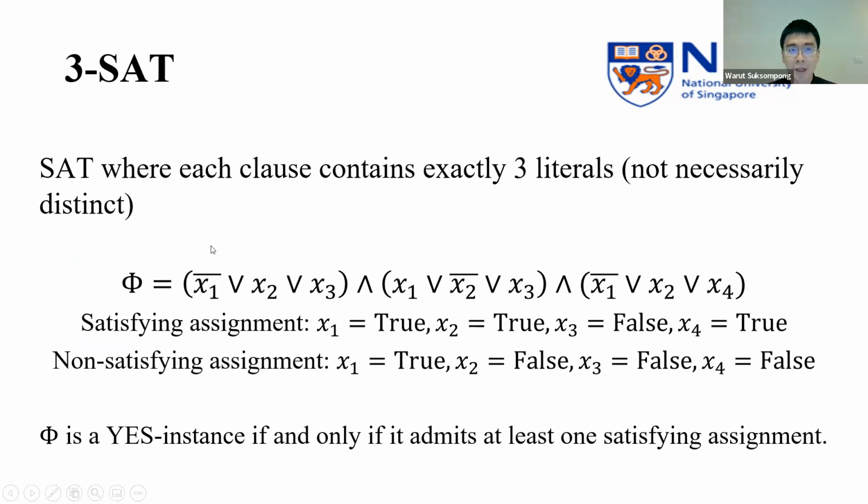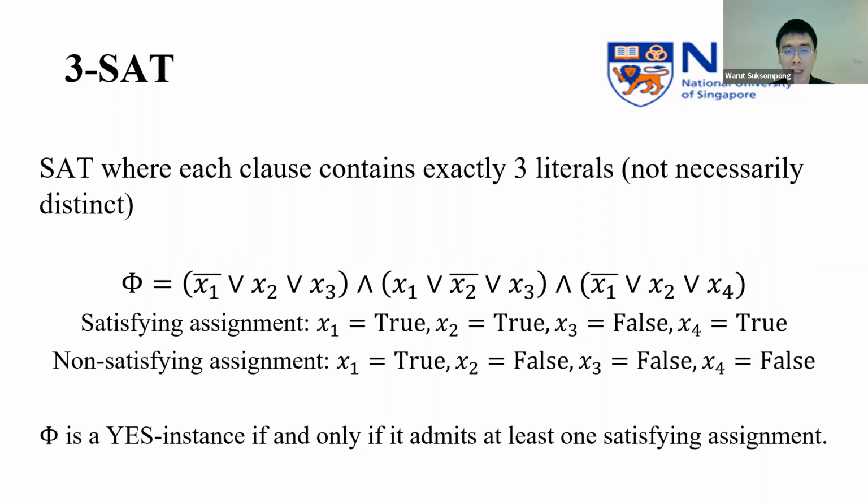Okay, last time we were talking about 3SAT, right? That's a version of SAT, the satisfiability problem, where each clause contains exactly three literals. So like this formula, right? The first clause is x1 bar or x2 or x3. The second clause is x1 or x2 bar or x3. The third clause is x1 bar or x2 or x4, and there could be further clauses.